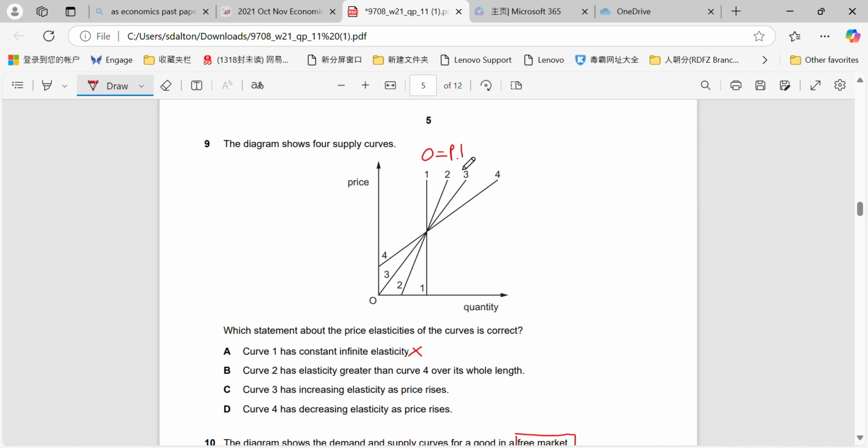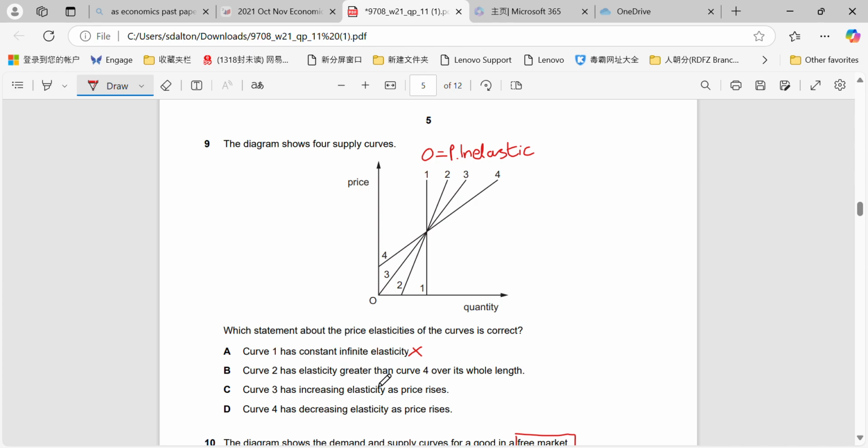Remember, perfectly inelastic means that the PES value will always be 0, and that is because of our formula for PES, which is the percentage change in quantity supplied divided by the percentage change in price, and the quantity supplied cannot change if it's perfectly inelastic.